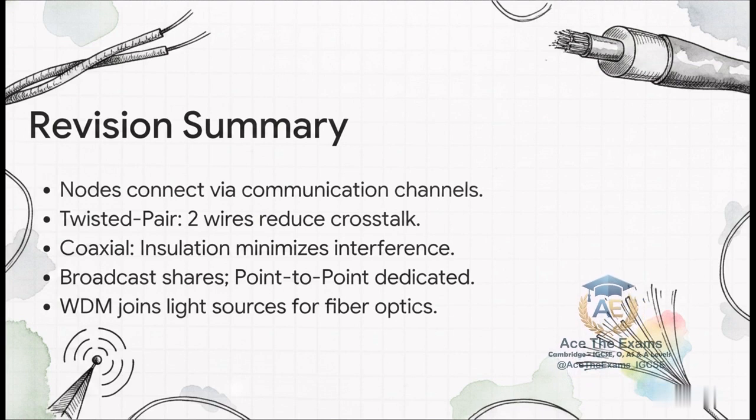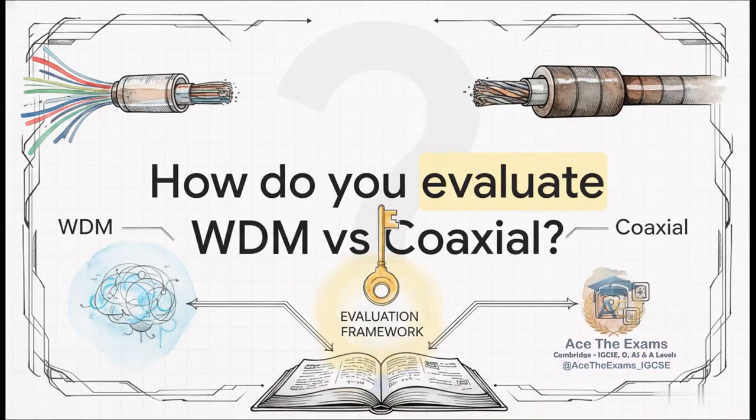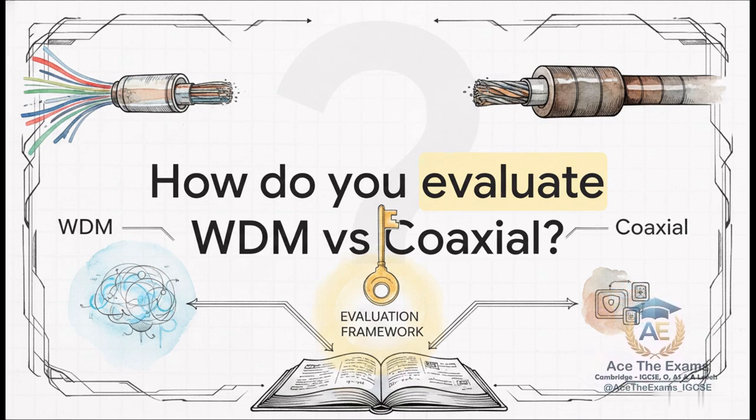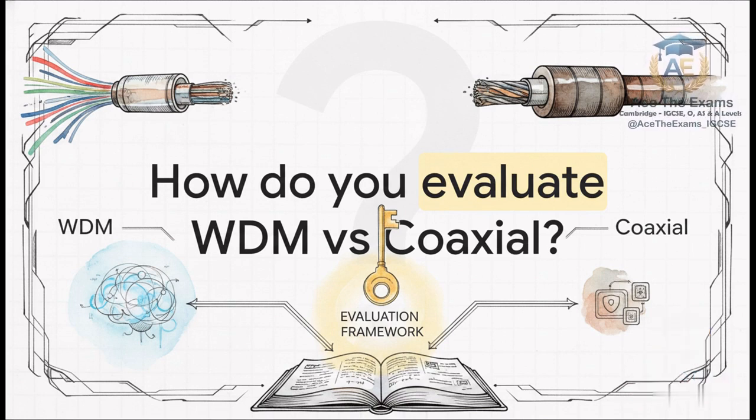Got it? Awesome. So you now know exactly how to describe these technologies perfectly. But here's the ultimate trap. How do you structure a high-level evaluation response when a Paper 1 question forces you to choose between WDM and coaxial for a highly specific, restricted scenario? Trust me, if you don't know the exact evaluation framework, you are going to drop the highest value marks on the entire paper.